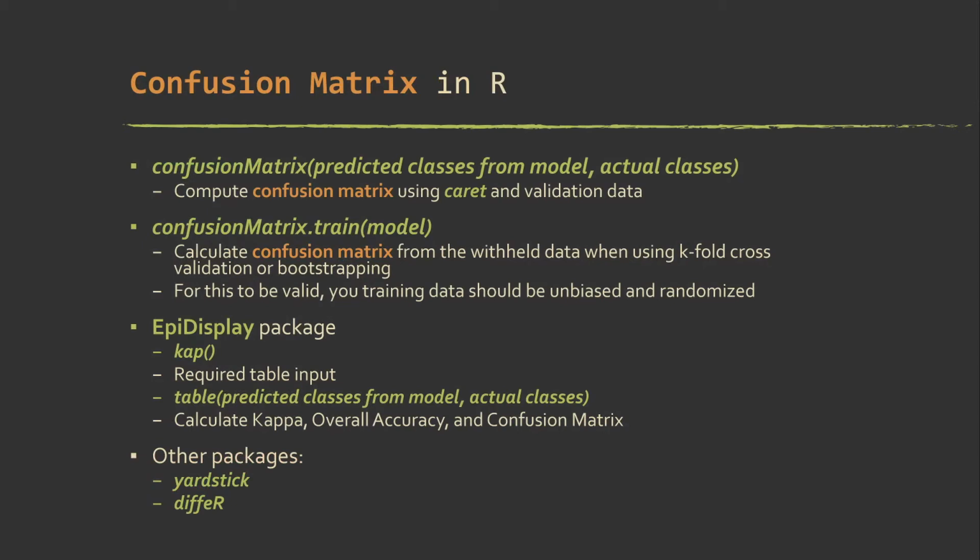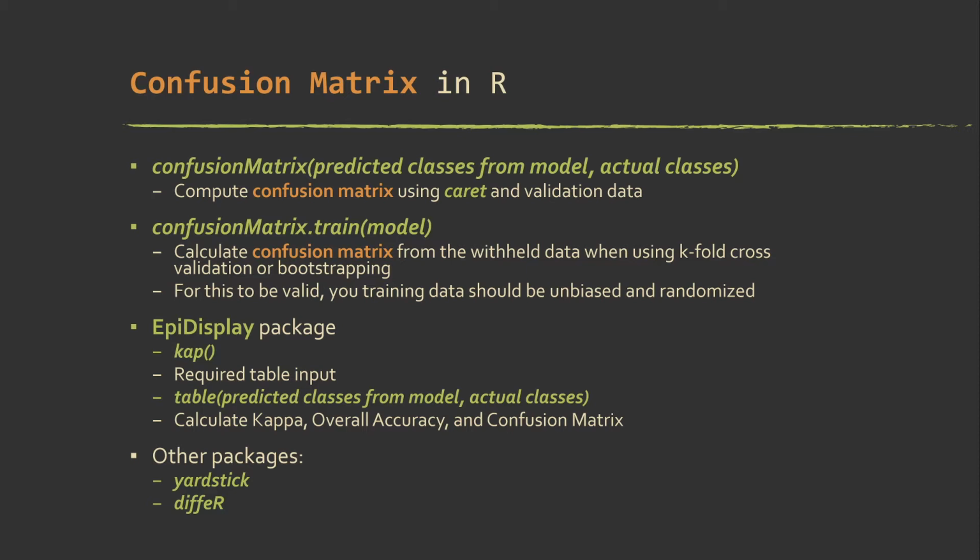Okay, so how do you actually make a confusion matrix using the caret package? All right, so to do that, we use the confusionMatrix function, and you give it the predicted class from the model, so the model output of the predictions, and the actual classes from the reference data, and that will generate a confusion matrix. You can also do a confusion matrix from the training data using the withheld folds. And that's done with the confusionMatrix.train function.